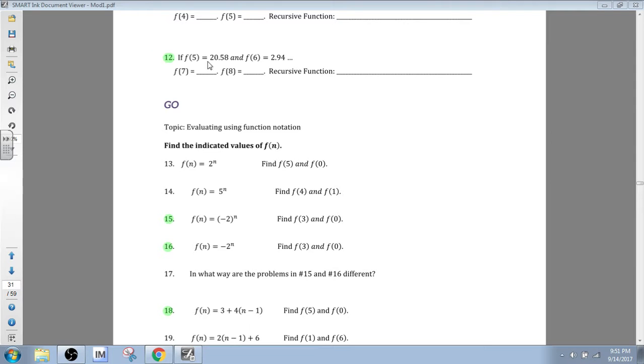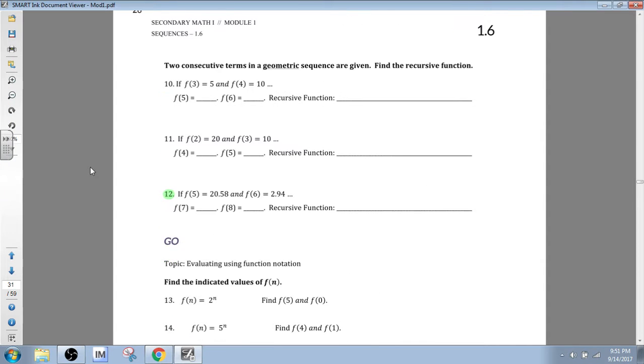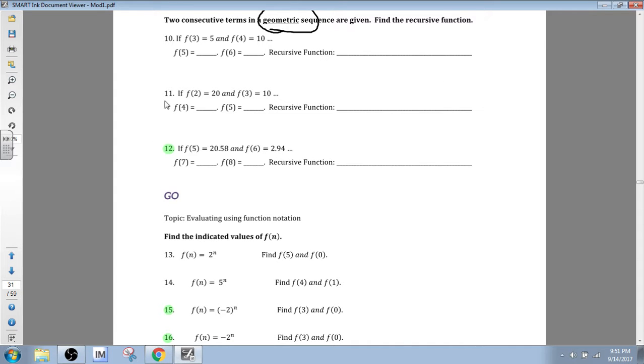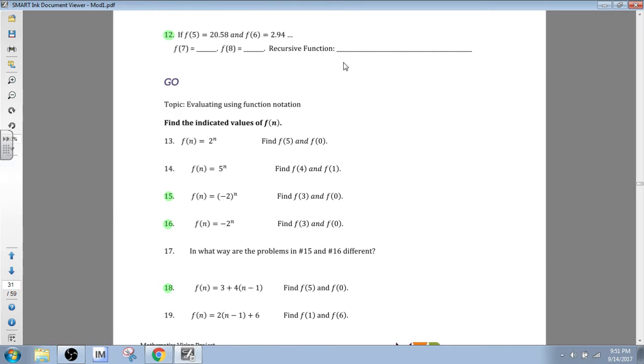First one I got was for number 12, where we have f of 5 equals 20.58 and f of 6 equals 2.94. And for this one, it's important to note that we were told that it's geometric. So we know that there's some multiplication going on from one step to another. So when I think about it as a table, my x values go here, and then my f of x values go here. So when x is 5, then we're looking to see how it goes from 6.